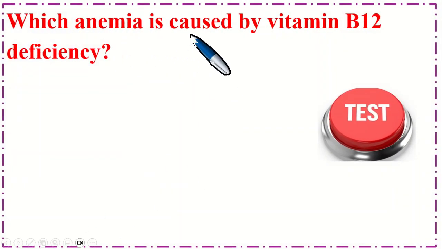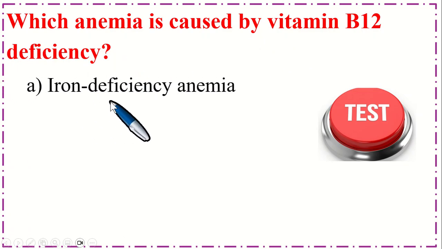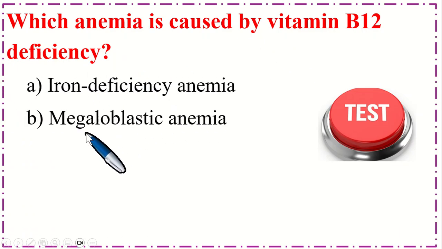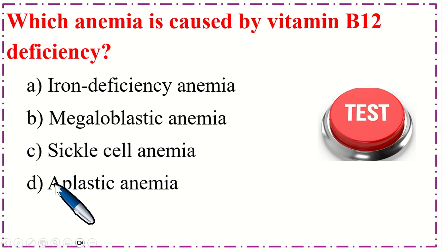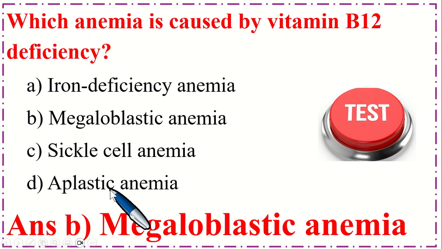Which anemia is caused by vitamin B12 deficiency? Option A iron deficiency anemia, B megaloblastic anemia, C sickle cell anemia, and option D aplastic anemia. So the correct option is B megaloblastic anemia.